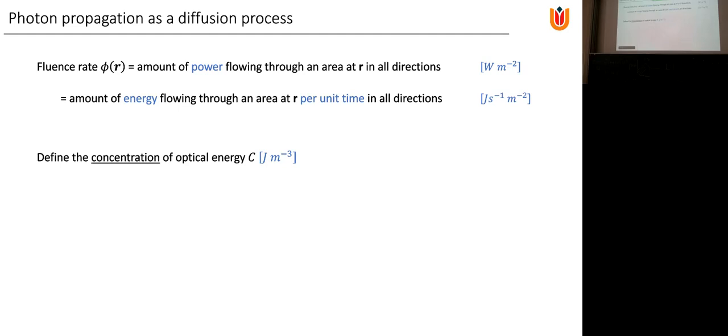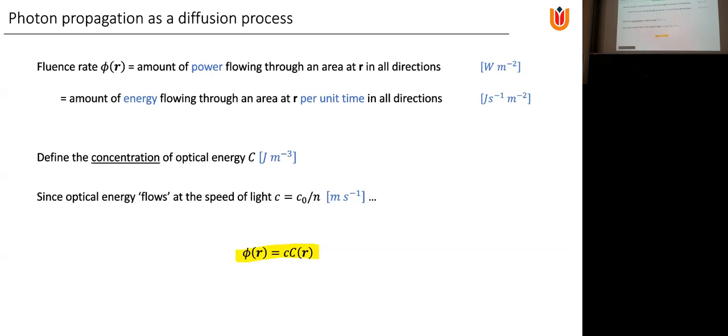So we're going to set up this diffusion equation now. We're going to define a concentration of optical energy in the tissue. The concentration would be energy in joules per cubic meter. That's the local concentration. This energy flows at the speed of light, which, if there's a refractive index in the medium, is reduced a little bit, so it is c0, the vacuum value, divided by the refractive index. It's the speed of light in the medium. So we can then write this relation between the fluence rate, joule per second per square meter, and the concentration of optical energy. The fluence rate is simply the speed of light times this concentration.